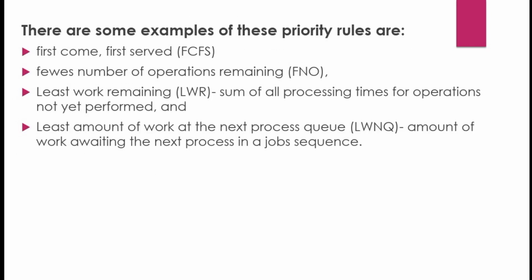Some examples of these priority rules are: first, first come first served; second, fewest number of operations remaining; third, least work remaining, the sum of all processing times for operations not yet performed; and fourth, least amount of work at the next process queue, the amount of work awaiting the next process.